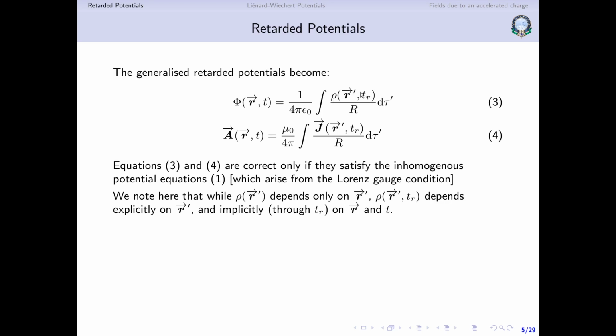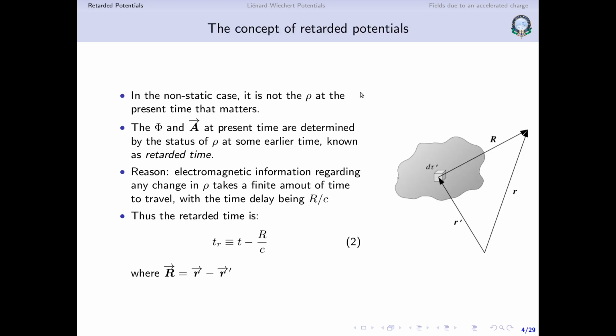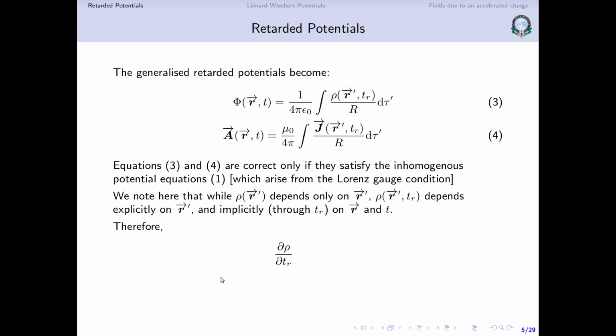And what does t_r depend on? t_r depends on t minus R by c. And what does R depend on? R is r minus r prime. So t_r depends on r as well as r prime. If t_r depends on r as well as r prime, this means rho and J will also depend on it. Explicitly it will depend on r prime, but through t_r it will also depend on r. So when we take the gradient, the gradient is going to operate on this rho as well.